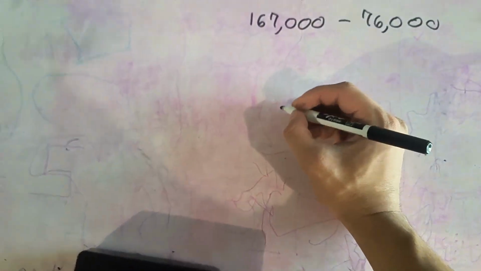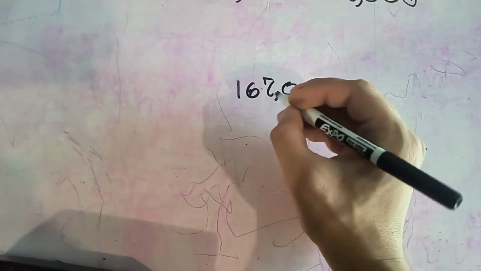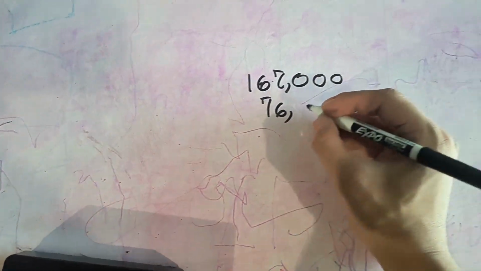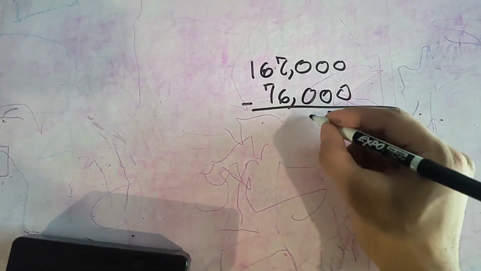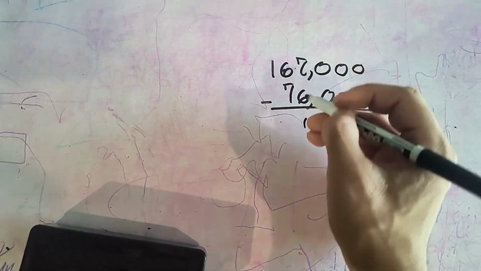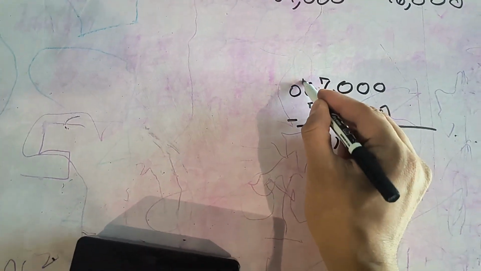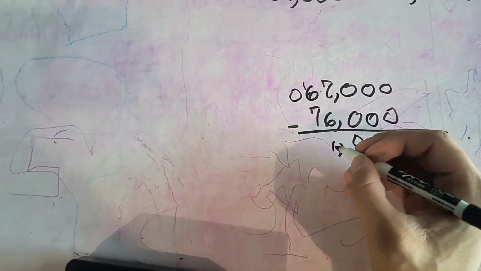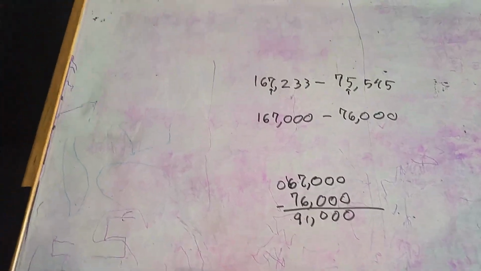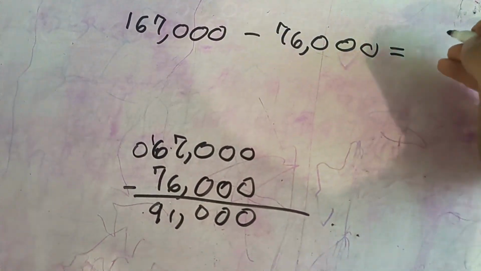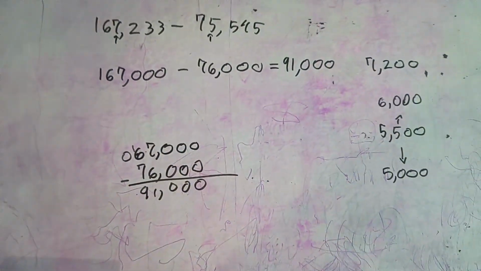And if we do vertical column subtraction, 0, 0, 0. 7 minus 6 is 1. 6 minus 7, can't do that, so we take 1 from right here. That becomes a 0. This becomes a 16. 16 minus 7 is 9. And that is it. That is an estimated amount when rounding to the nearest thousands: 91,000.